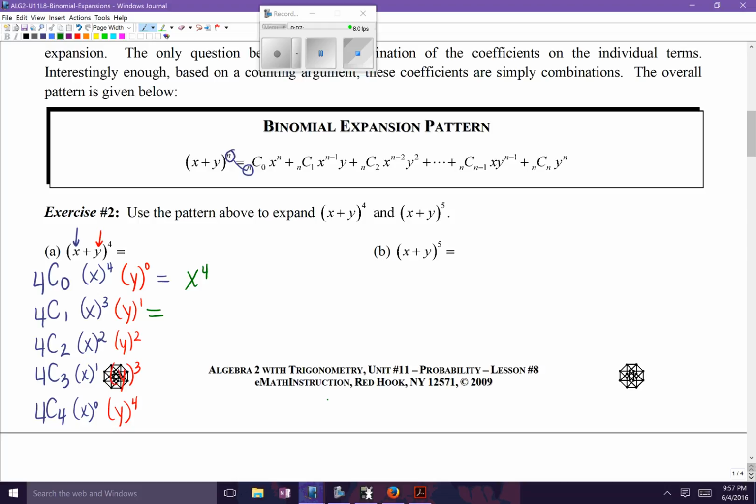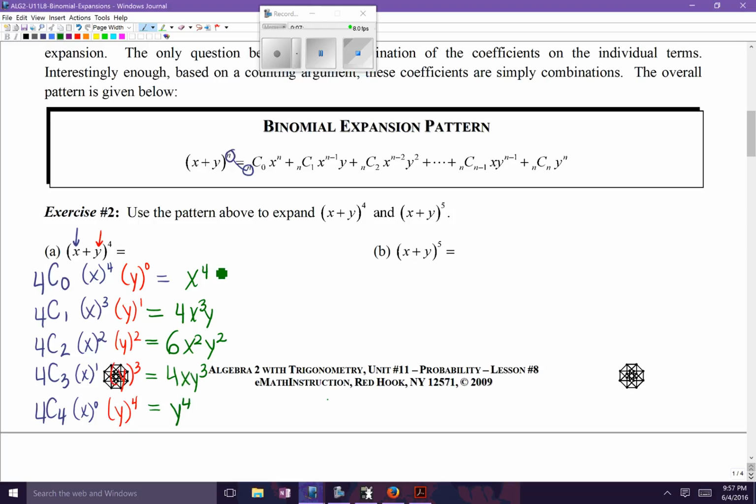4 choose 1. If you type that in your calculator, you get a value of 4. Then I have x to the third, y. 4 choose 2 gives you a value of 6. Then I have x squared, y squared. 4 choose 3 has a value of 4, x, y to the third. And the value of 4 choose 4 has a value of 1. x to the 0 also has a value of 1. And then we have y to the fourth.